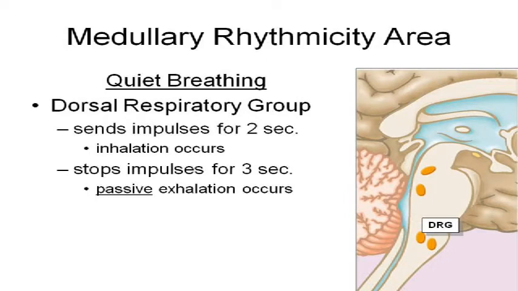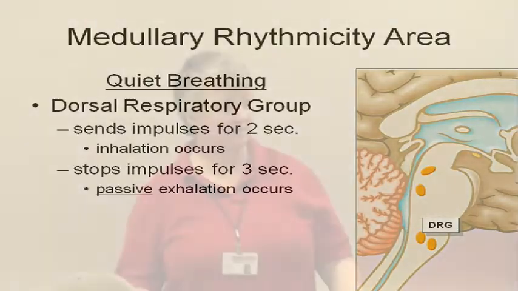During breathing right now, when you're not thinking about it, don't think about it. Don't you hate that? You can't talk about it without thinking about it. The dorsal respiratory group sends an impulse for 2 seconds, and then it stops for 3. So, quiet breathing: inhale for 2, diaphragm relaxes, exhale for 3. Fires for 2, stops for 3. It's just like in a car, mashing the accelerator and then taking your foot off.